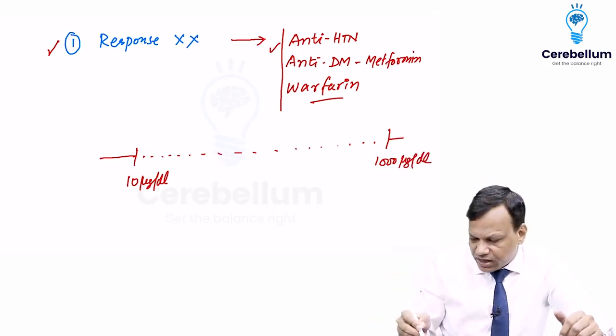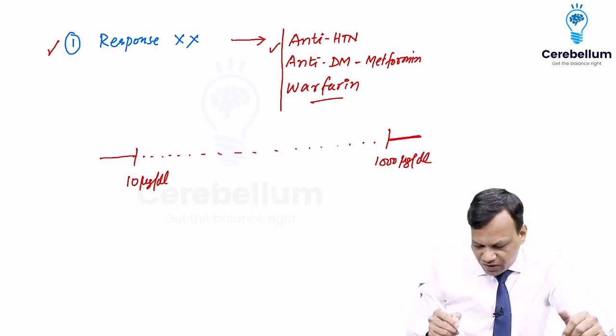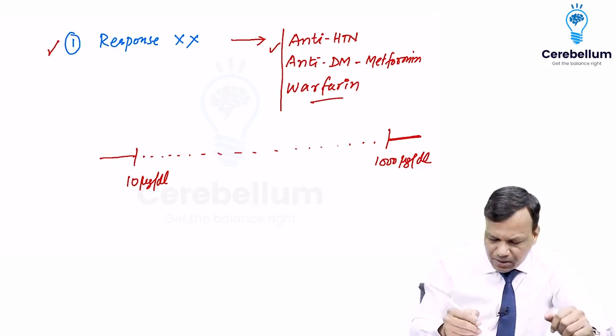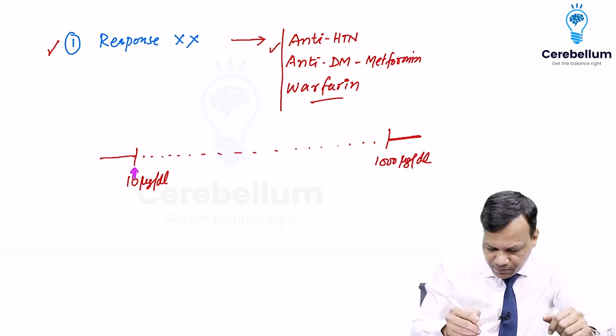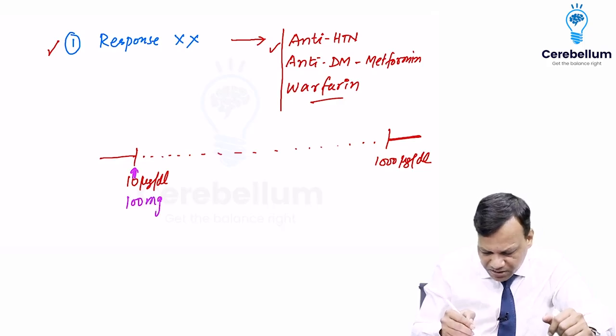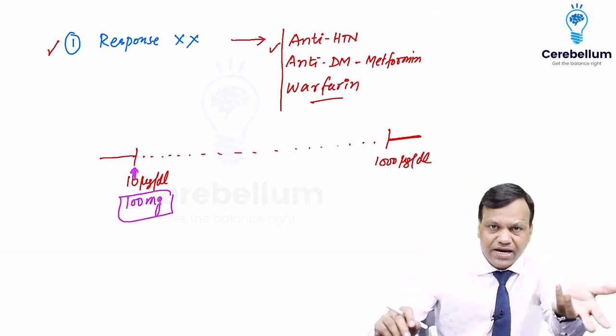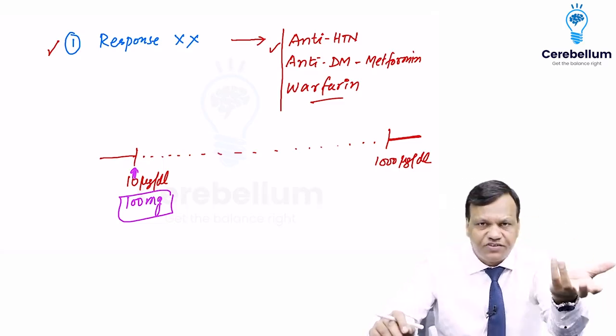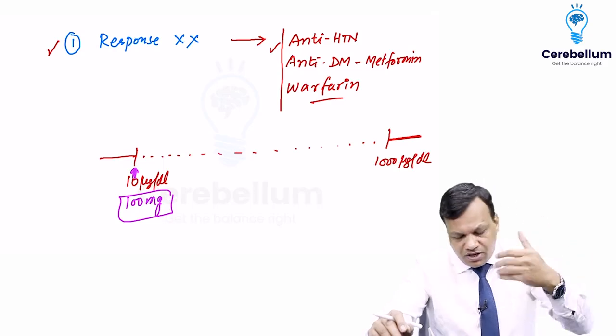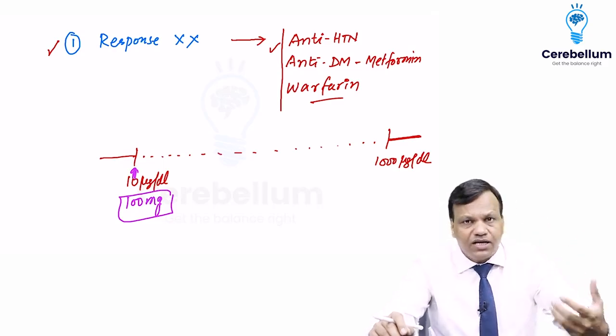Only the side effect will start after this. So when we give 100 milligram of a drug, the plasma concentration is near 10. Suppose when we give 100 milligram, the plasma concentration comes out to be near 10. In some person it may be 8, in some person it may be 12, it may be 15. So if it becomes less than 10, it will be in effect.